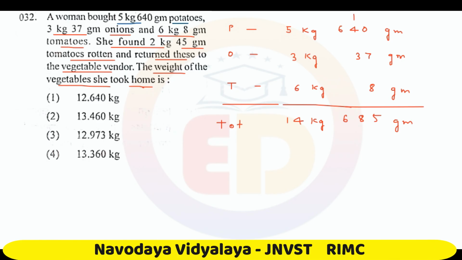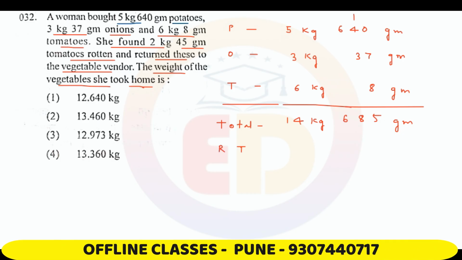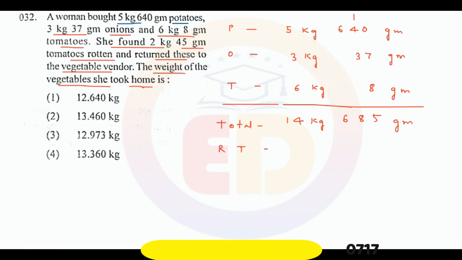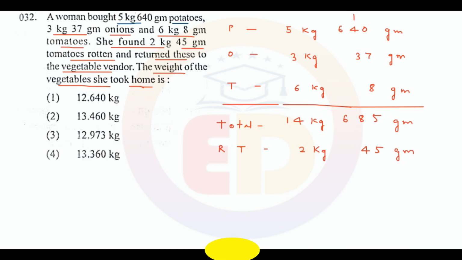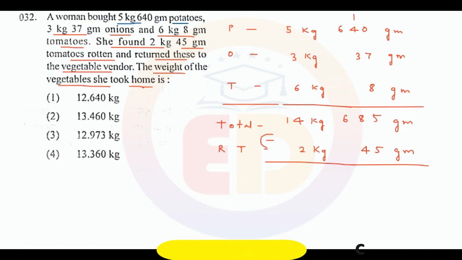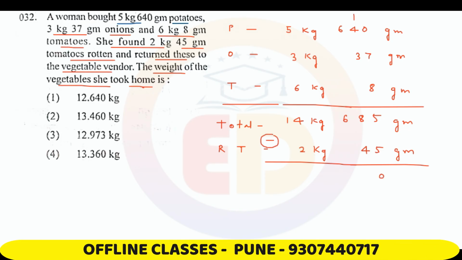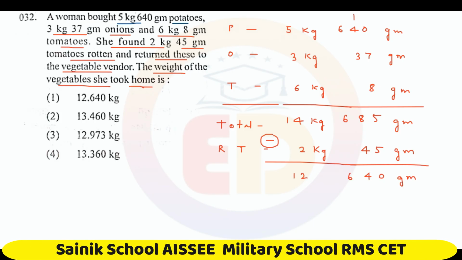And out of this, the rotten tomatoes are 2 kg 45 grams. So you subtract this rotten tomatoes, this will be 0, this is 4, this is 6, 640 grams, 14 minus 2, this is 12 kg.